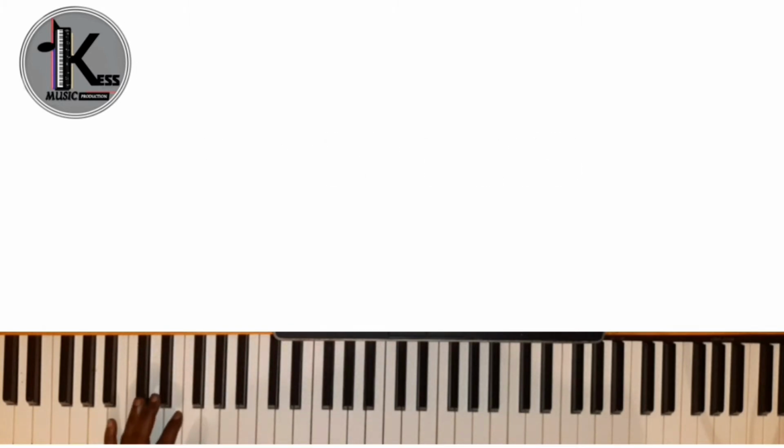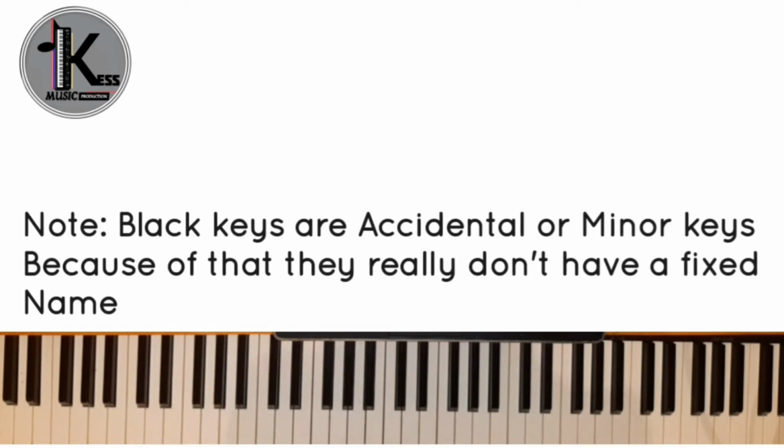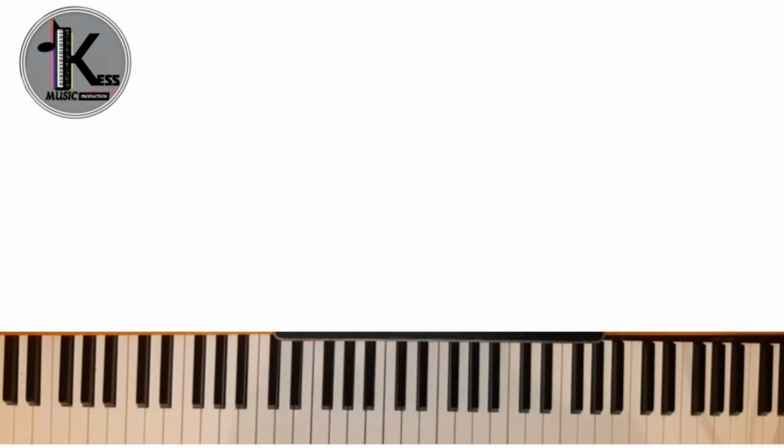So if I come here, we have 1, 2, 3, 4, 5. Now you're going to ask me, why am I not mentioning their names? Well, the black keys, like I said, are accidental or minor keys, so they really don't have a fixed name. Each of these black keys is related to a white key. In our next lesson, or in this same lesson as time goes on, I will explain better when I talk about the next point of reference, so you will know how to identify and give names to the black keys.